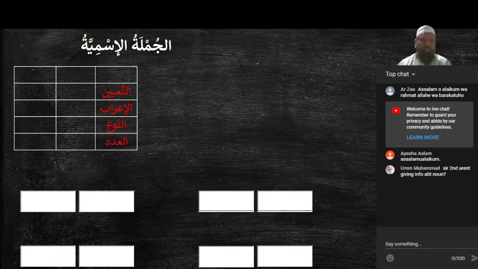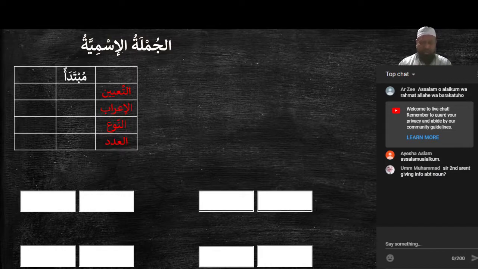Okay. So number one, at-ta'yin, because we're going to start the mubtada either ta'yin, either ma'arif or nakira. So this is why I had to put the ta'yin first. Then we look at the i'rab. Then we look at the an-naw, gender. Then we look at the adad, number. So let's look at ta'yin first.